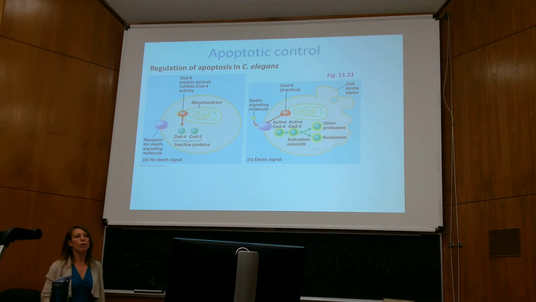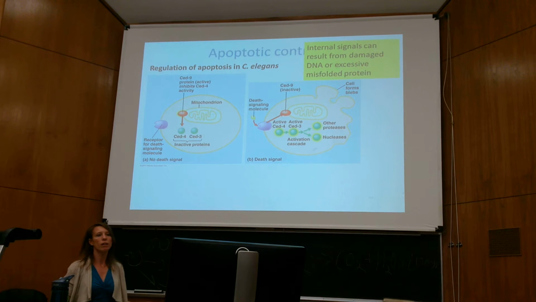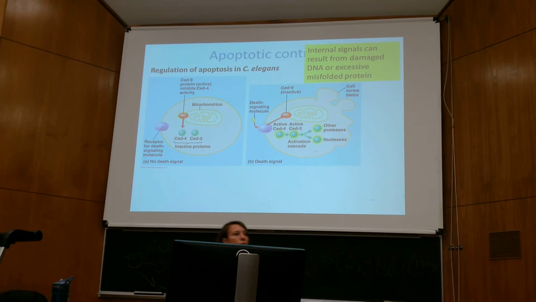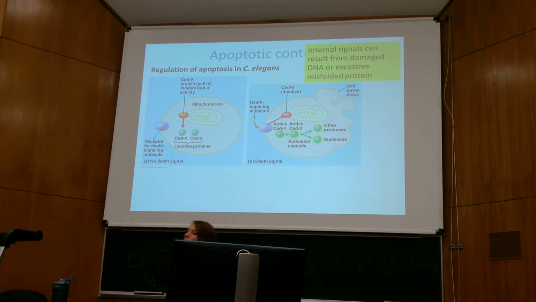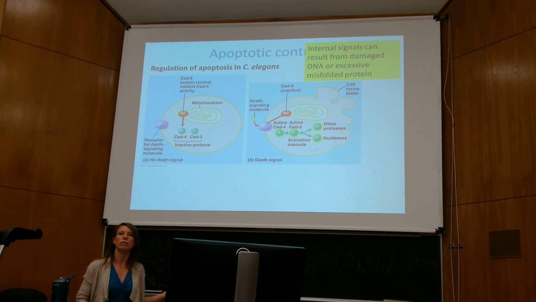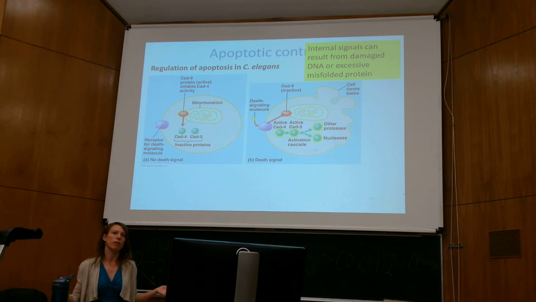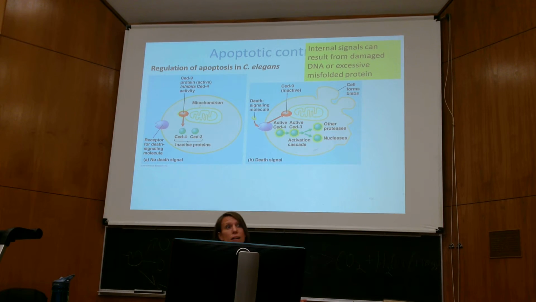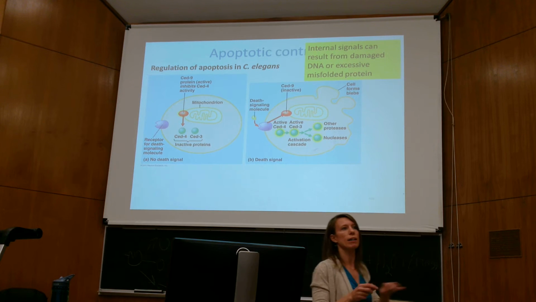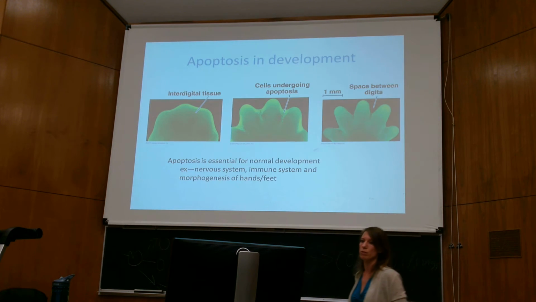Okay, so we can also have interior signals. If there is a lot of damage to your DNA or misfolded proteins, this can signal for apoptosis too. Basically, if your DNA is damaged or your proteins aren't functional, your cell's not going to be functional, right? So that cell should die and be recycled for the rest of the body to use.